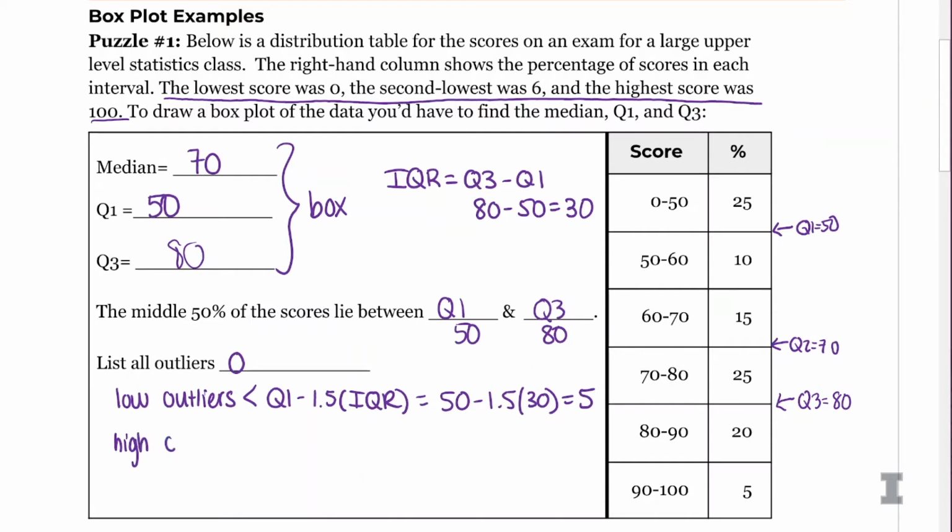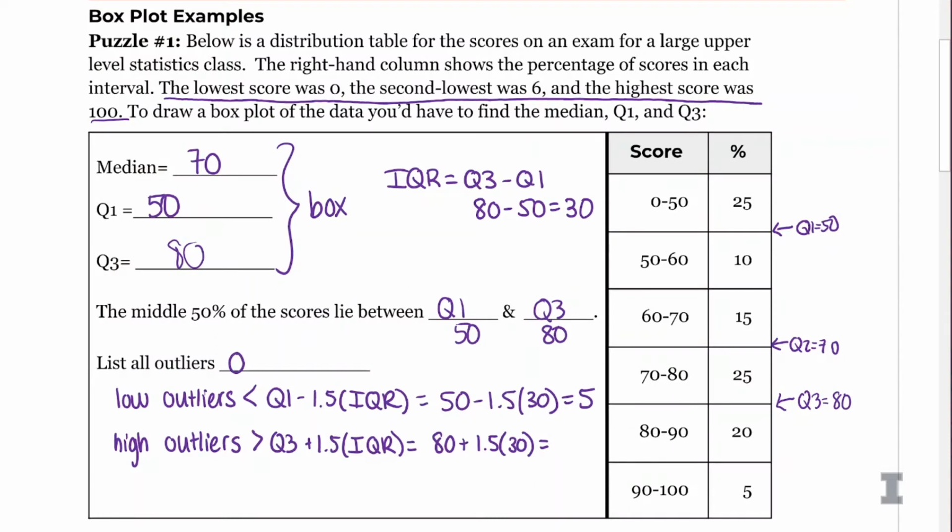Let's check for high outliers. So high outliers are any numbers that are bigger than Q3 plus 1.5 times the IQR. So my third quartile is 80 plus 1.5 times 30. And Wade, what do I get for that? The range is going to cap out at 125. 125. So if I had high outliers in this data set, I'd have scores above 125, which for exams doesn't really make sense.